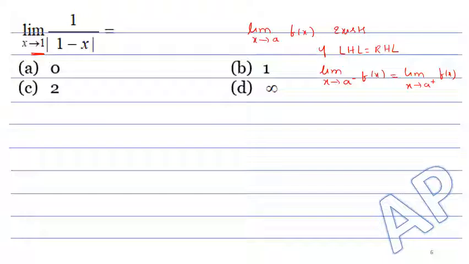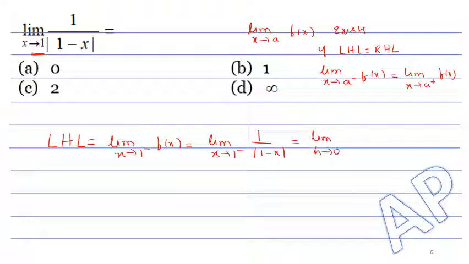Here a is 1. I will consider left hand limit, which is equal to limit as x tends to 1 minus of f of x. That is nothing but limit as x tends to 1 minus of 1 by modulus of 1 minus x. This can also be written as limit as h tends to 0 of 1 divided by modulus of 1 minus, x is replaced by 1 minus h. When you apply the limit, that is when h is 0, this becomes 1 by 0, which is infinity.